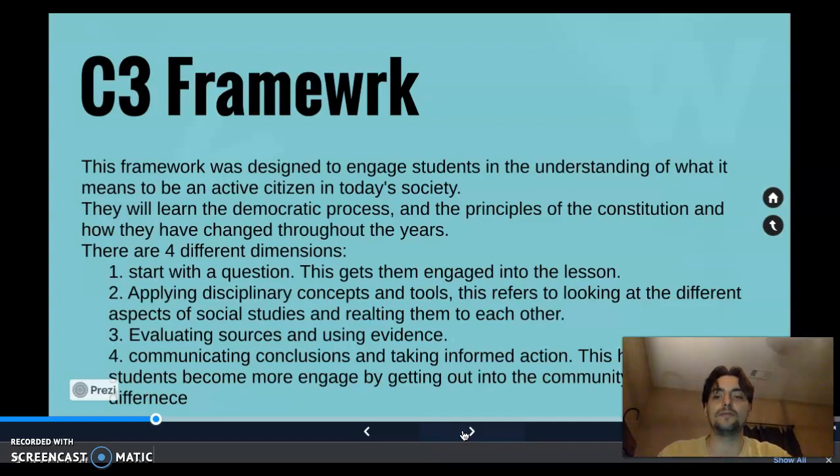And then the last step was communicating conclusions and taking informed action. In this step, this helps the students become more engaged by getting out into the community and making a difference.